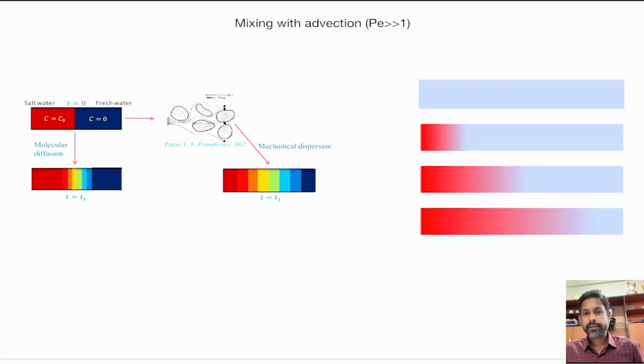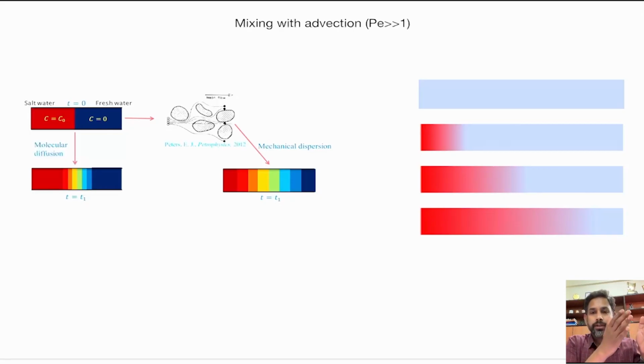Now we will consider the effects of background flow or fluid flow, right? And that is something we have already discussed. What happens in such cases? Whenever there is velocity in the fluid, it actually enhances the rate of mixing, right? And when I say there is velocity, that means there is advection.